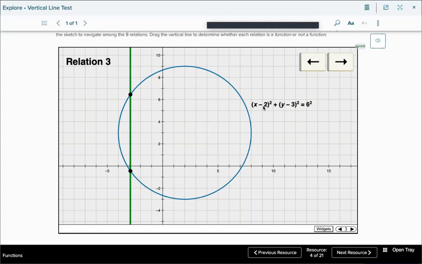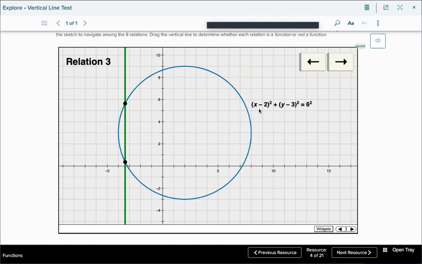Here's a circle, and there's the equation for our circle. Let's look at our vertical line test. What is going on here? What are these two dots where it intersects the circle? My vertical line intersects the circle in two places at once. I can't make it touch one time. That's tricky. Oh, I can't do it. But what does that mean if it touches in more than one place? It means it is not a function.